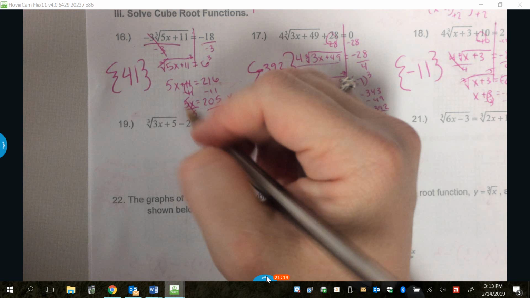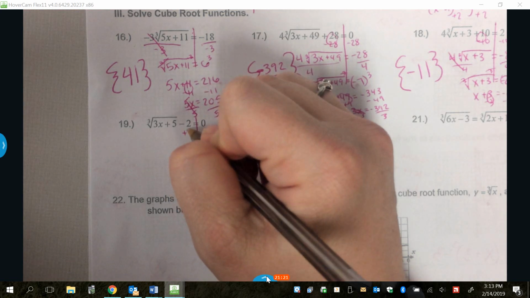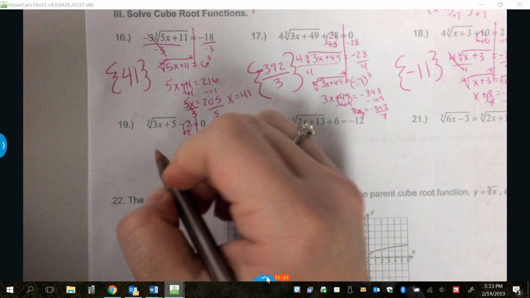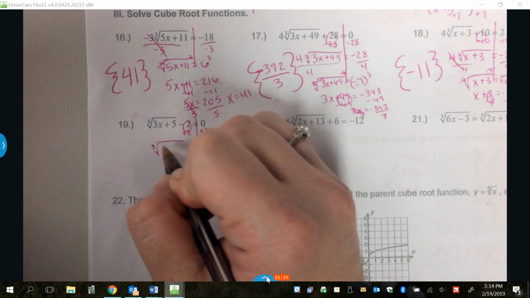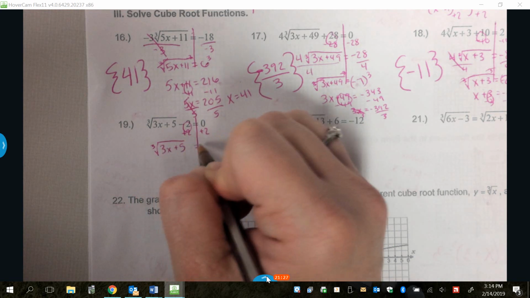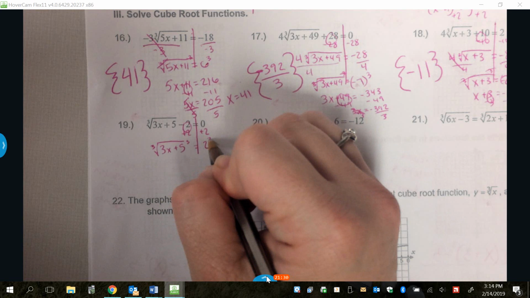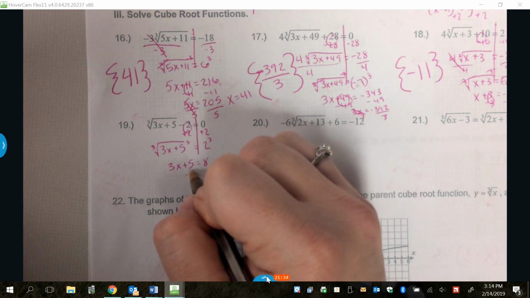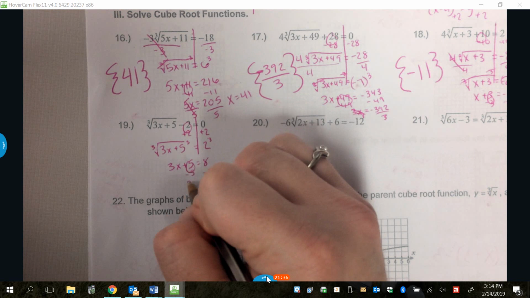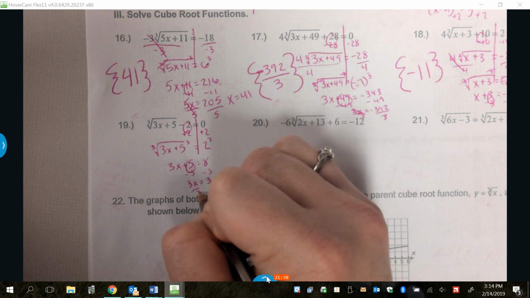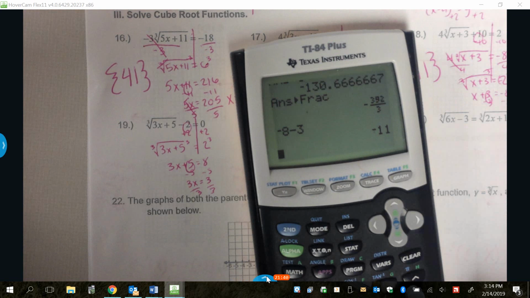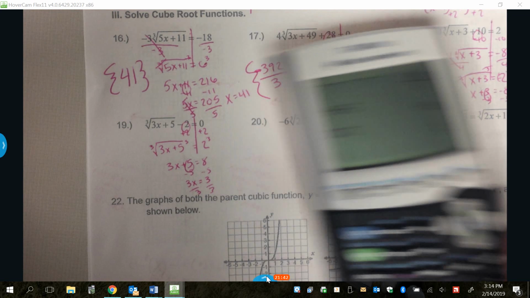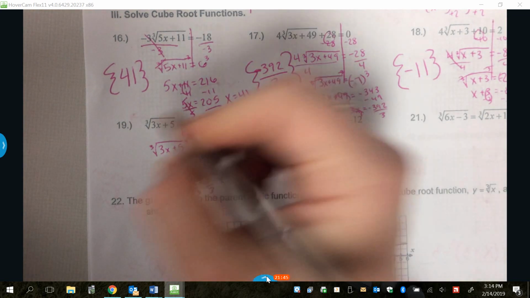Okay, here. Plus 2, plus 2. Cube root 3x plus 5 equals 2. Cube both sides, and I get 3x plus 5 equals 8. Minus 5, minus 5. 3x equals 3. Divide by 3, divide by 3. A lot of y'all mess up with this too. 3 divided by 3 is 1. So x equals 1.